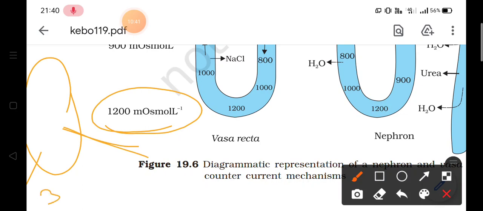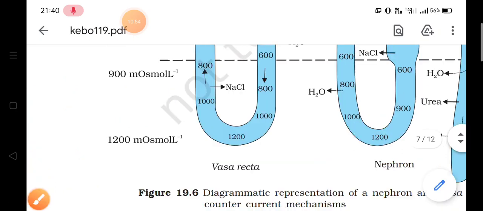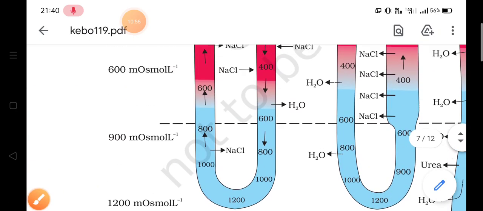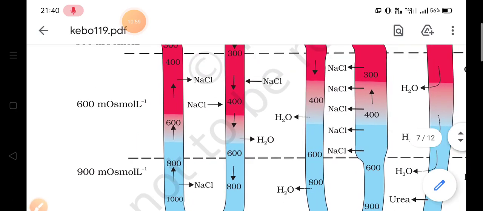So the osmolarity is increasing from 300 to 1200 milliosmoles per liter, and this gradient is caused by sodium chloride and urea, as shown in the diagram also. Sodium chloride is there and urea is there, which are responsible for maintaining osmolarity.